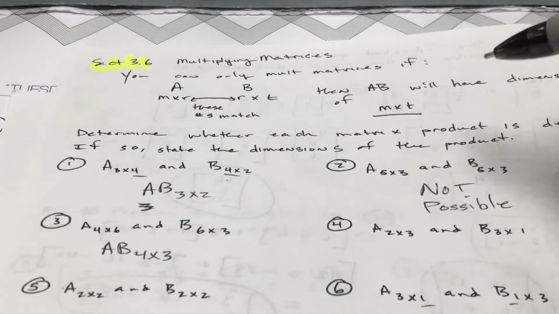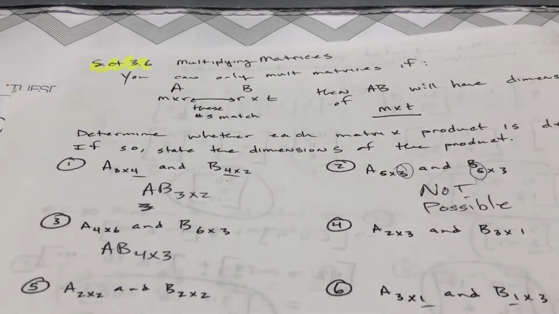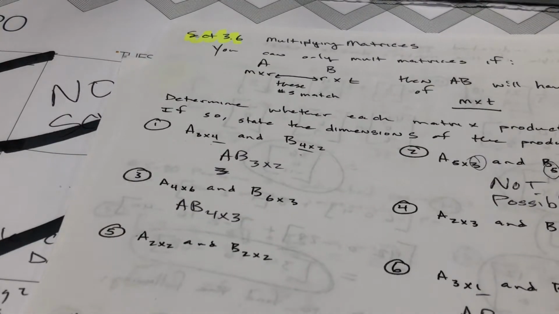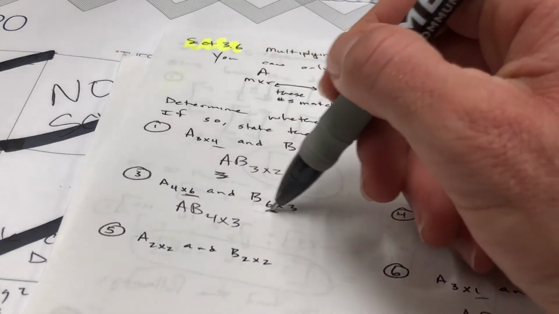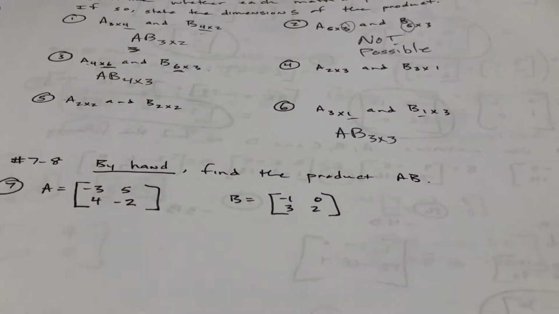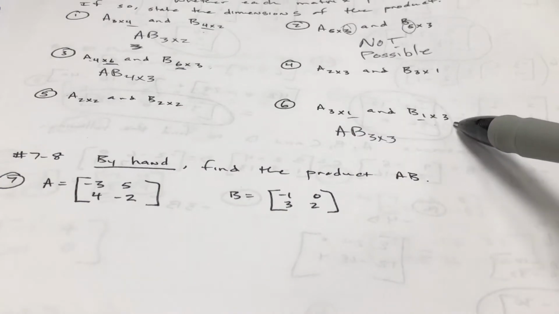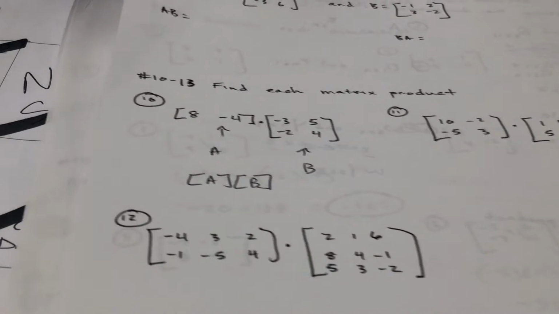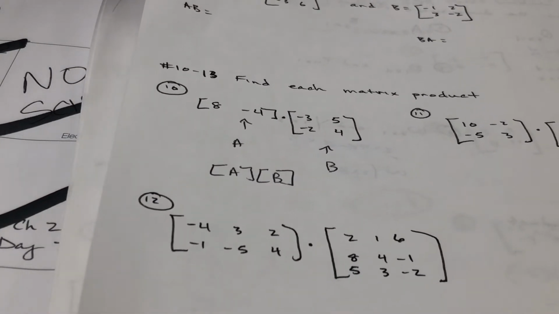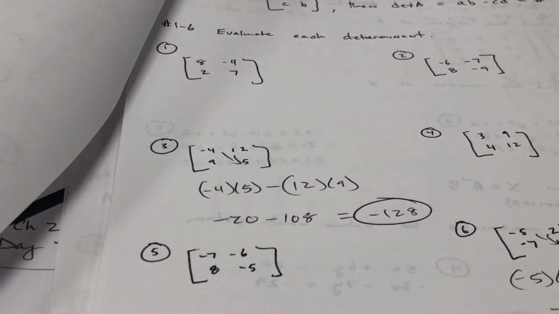Number 2, it's not possible. You can add and subtract A and B because they have the same dimensions, but this 3 does not equal that 5. Not possible. Number 3 here is a yes, 6 equals 6, so the dimensions are 4 by 3. And then in number 6 here, yes, those 2 inner numbers, 1 equals 1, so the dimensions are 3 by 3. Looks like by hand we'll do them in class. You can't type this in your calculator, so algebra 2, by that time we might learn. Just type in matrix A, type in matrix B, and you'll get a product.